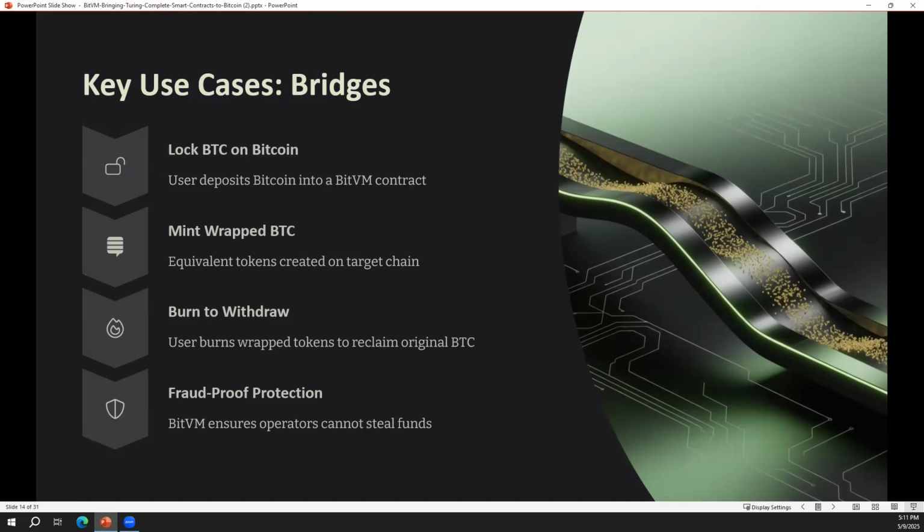A demo of a BitVM-powered BTC bridge has already been showcased on Bitcoin's Signet test network, indicating real progress towards this application, with deposits, withdrawals and challenge transactions executed on a test chain.